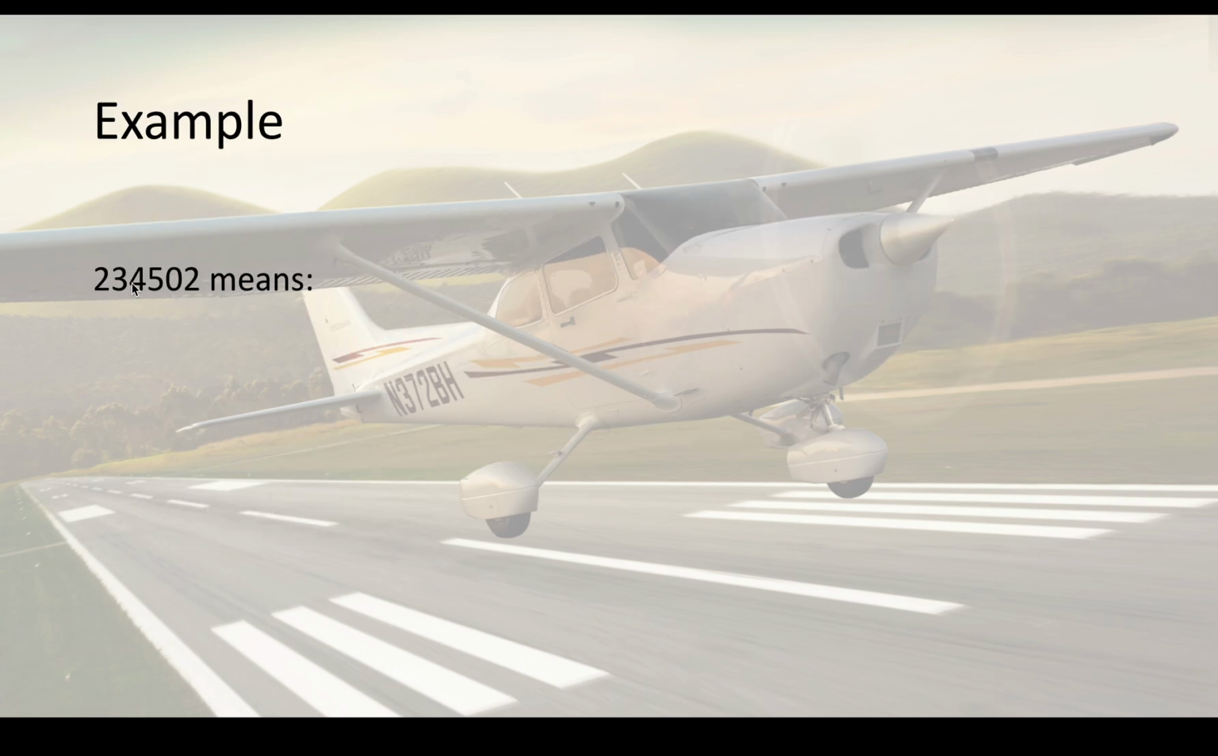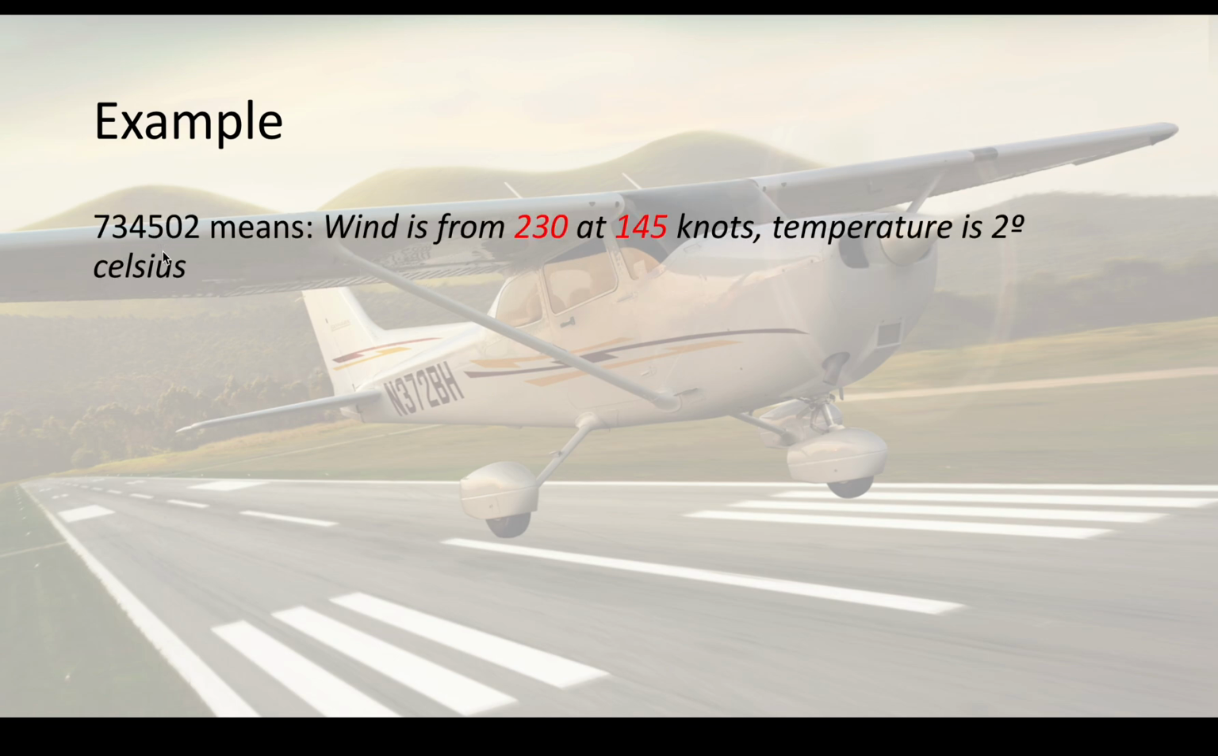So if you had 234502, that means the wind's from 230 at 45 knots, at 2 degrees, right? But if you get 734502, it's from 230 at 145 knots and the temperature's 2 degrees. That's because you subtract 50 from the first number, because you can't find a 730 heading on a compass, and you add 100 to the second number. It's like a little clue. If you're like, wait a minute, I can't find this on a compass, it's probably above 100 knots.